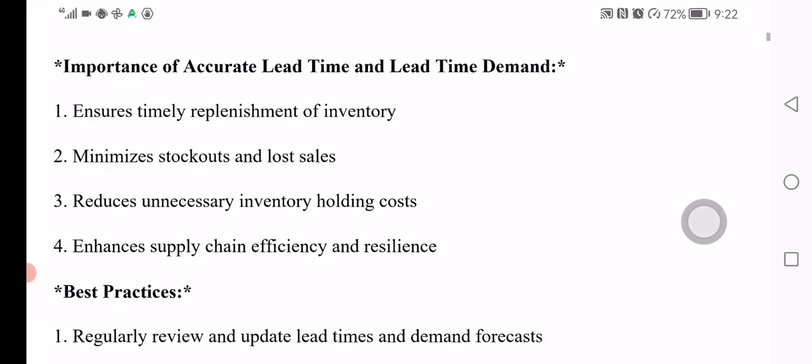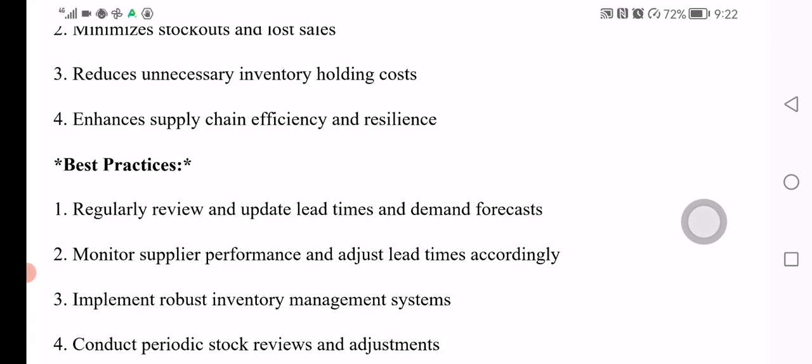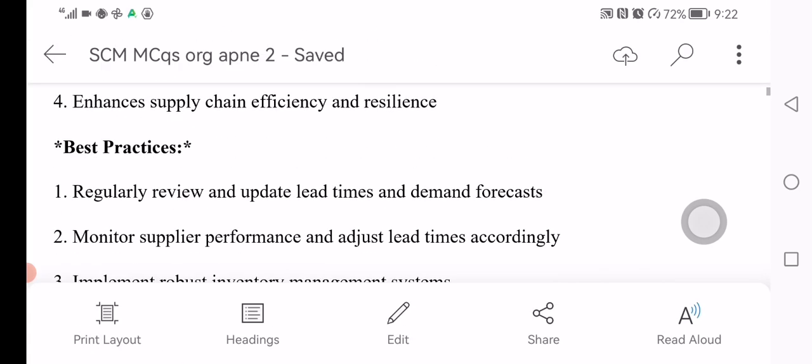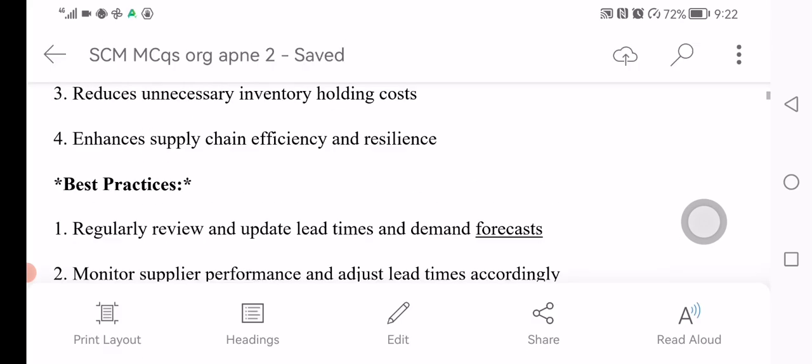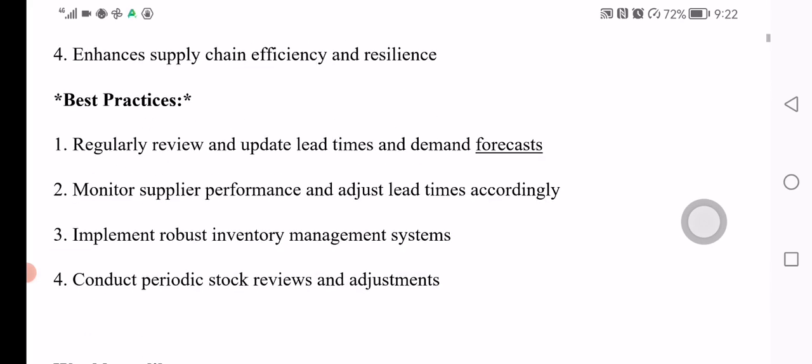And for best practices for lead time and lead time demand, first is regular review and update of lead time. You must know that lead time varies. Due to seasonal patterns or trends, or alterations in customer preferences, lead time shifts. Hence you will have to regularly review and update lead time and demand forecast.